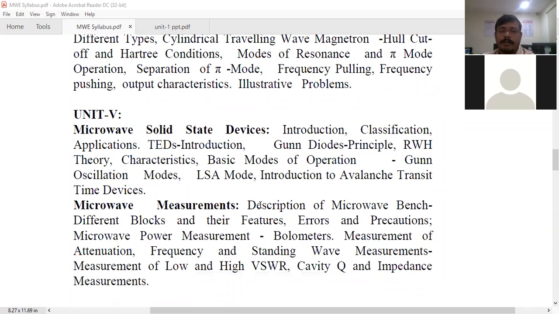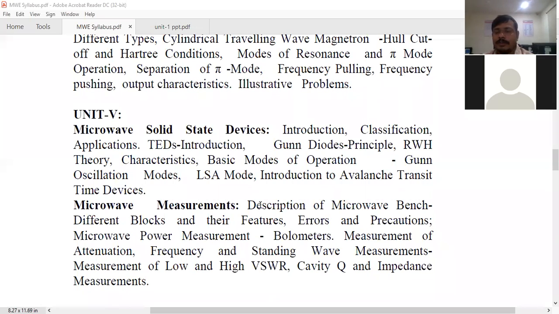So what is the difference between a normal diode and this Gunn diode? A normal diode, as you already know, uses germanium and silicon. In the Gunn diode, there is a special type of device: gallium arsenide is the semiconductor we are using in this Gunn diode.